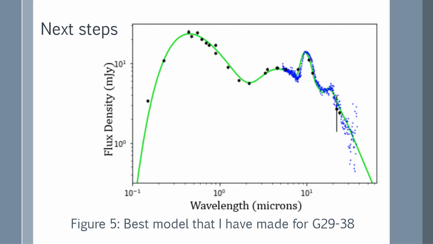Figure 5 shows the current best model that I have made of the infrared spectrum of G2938's dust disk. I will use this model and other models of similar accuracy for modeling several other white dwarfs in the future. I will use CASSIS, which is Combined Atlas of Sources with Spitzer IRS Spectra, to find data of the white dwarfs that have verified dust disks.